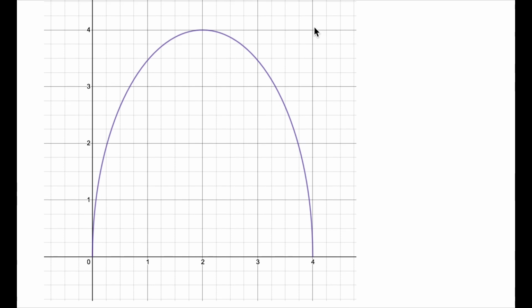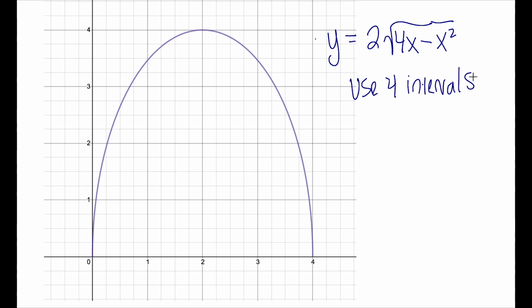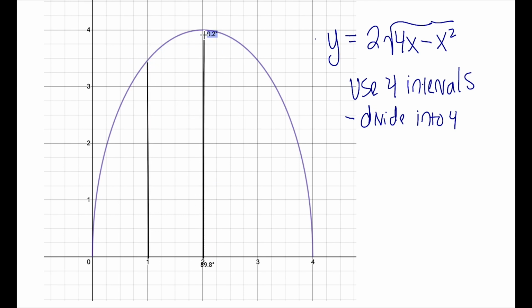Here we'll see the graph of y equals 2 times the square root of 4x minus x squared. They want you to use 4 intervals to estimate the area. Is it an overestimate or an underestimate? And find the approximate area. So first we're going to divide into 4 intervals. So if it's 0 to 4, that means I'm going to have an interval every 1 unit.